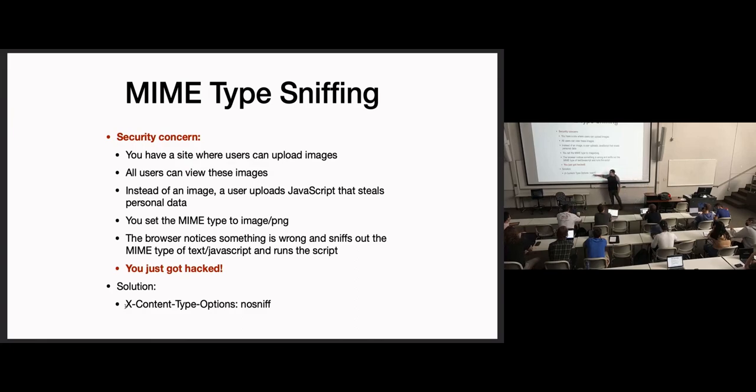Unless you have nosniff set. Nosniff says, no, this is an image, this is a PNG, I know it's a PNG. The browser says it looks like JavaScript to me, but I'm not supposed to sniff, so I'm not running this JavaScript, I'm not running this attack code. Then we can prevent that attack with just this one header. So this header, in my opinion, should be set on every response. Just get in the habit of always saying, browser, I know what I'm doing, thanks for trying to help, but you're not helping. You're just opening up a security hole. We don't like browsers doing that with our sites.